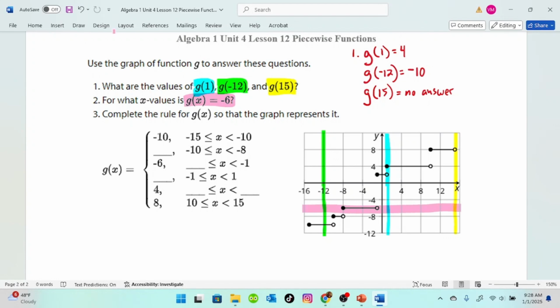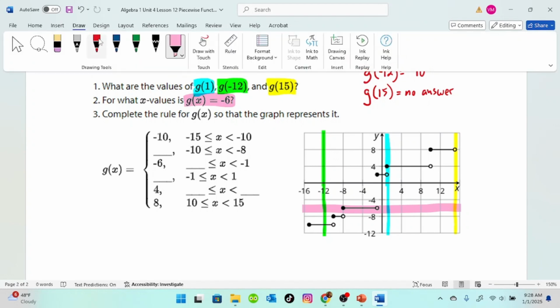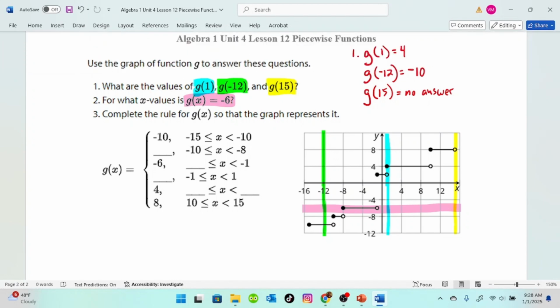And I see that that happens from negative 8 included, so negative 8 less than or equal to, all the way up to negative 1, but I have a hollow point, so it's not included. So just less than negative 1.